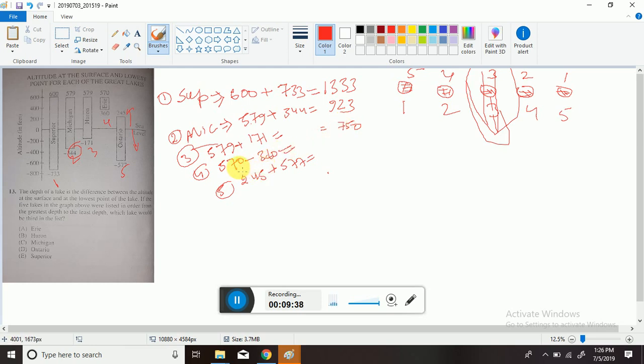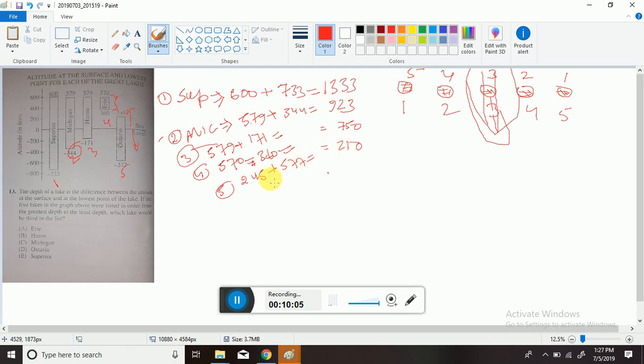The next one I put a subtraction sign. Why? Because the lowest point of the bottom of the lake is also above the sea level. So only the depth of the lake is this one. So this is the depth of the lake. So it should be 570 minus 360. That is how much? 570 minus 360: 0, 7 minus 6 is 1, so 5 minus 3 is 2. 210 feet.